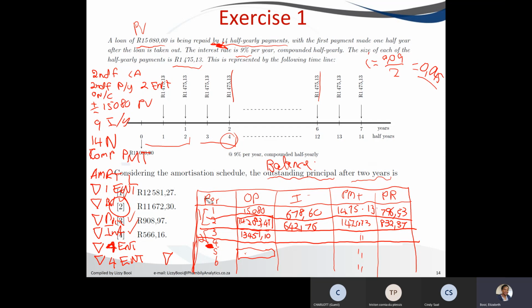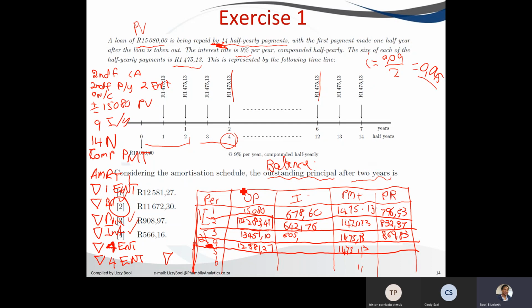Now calculate the interest that goes there. While you calculate the interest, I'll complete the whole table so that you can see all the values completed. Remember, this is going to be repeating. Okay, so this is 1,258.27, and this is 869.83. This is 605.30.